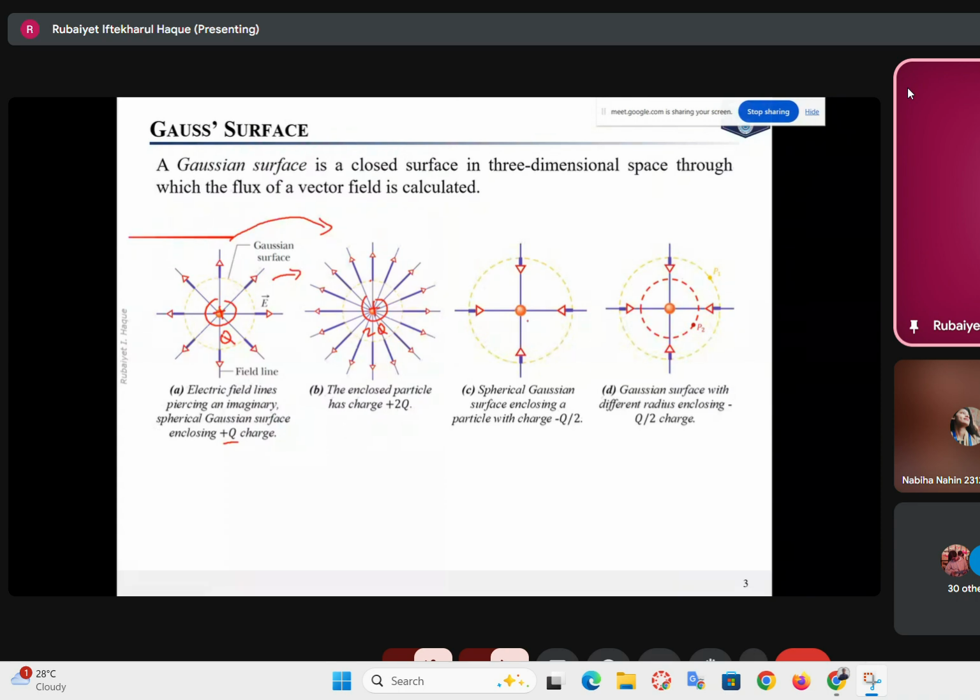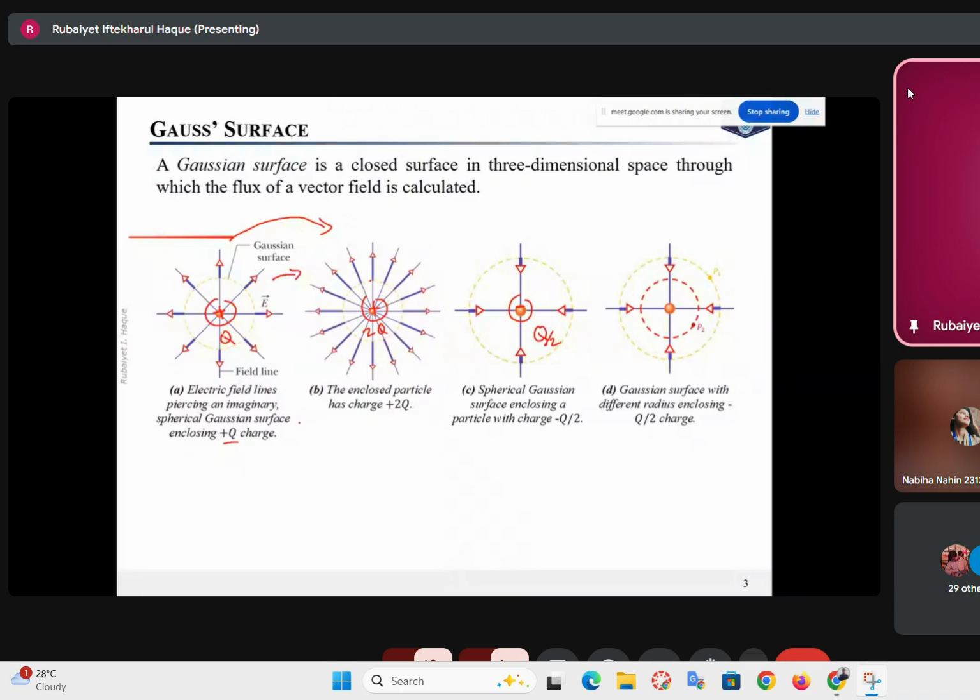Get it? If you now go for a negative charge that has half of the charge, you can see we represent it with 4 electric field lines, and they point inward. So I already know it is enclosing a negative charge, and it is weaker than the first one. Why? Because it is half of the first one, since the number of field lines going in is half of A. So I know. Clear? Okay.